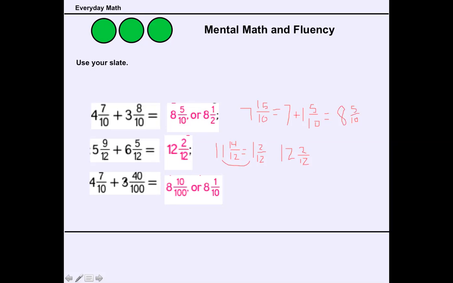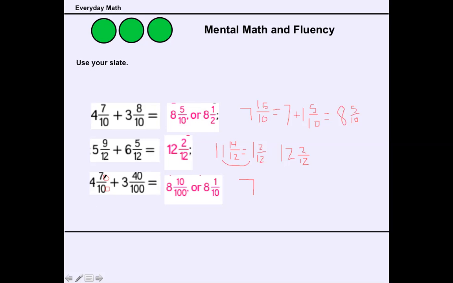And for the last one, 4 plus 3 is 7. Now I say, uh-oh, I have tenths and I have 100ths. For this one, I'm going to change my tenths to 100ths so they have the same denominator, because remember, I can only add fractions that have the same denominator. So I'm going to multiply this by 10, which makes it 70, multiply the bottom by 10. Whatever I do to the bottom, I have to do to the top. So I have 4 and 70 hundredths plus 3 and 40 hundredths.